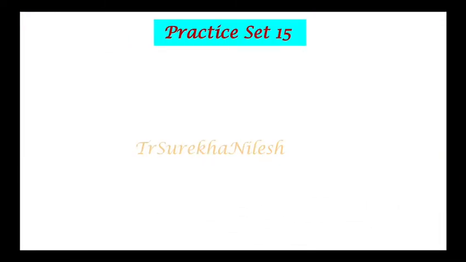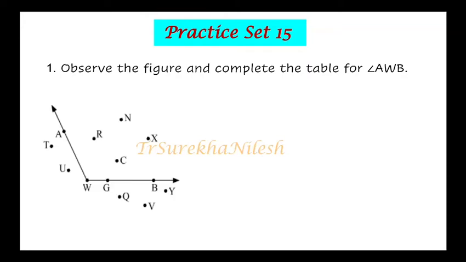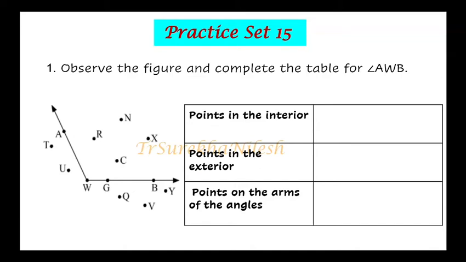Let's start with practice set 15. You have to do this in your notebook. Question number 1. Observe the figure and complete the table for angle AWB. There are some points in the interior and exterior and some on the arms of the angle. We need to fill the table accordingly. The first question asked over here is points in the interior, points in the exterior and points on the arms of the angles.